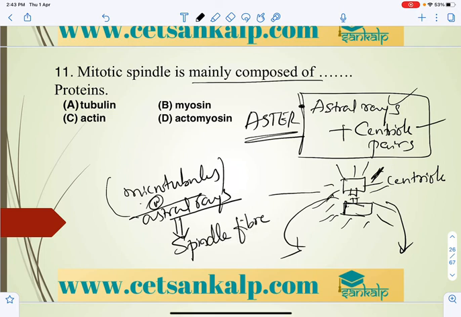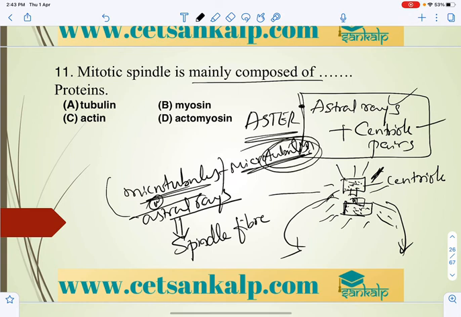So the microtubules will have the protein called tubulin, the protein which helps in the formation of spindle fibers. So when the two centrioles, that is two asters, start moving towards the opposite pole, spindle fiber formation occurs with the help of the protein called tubulin.